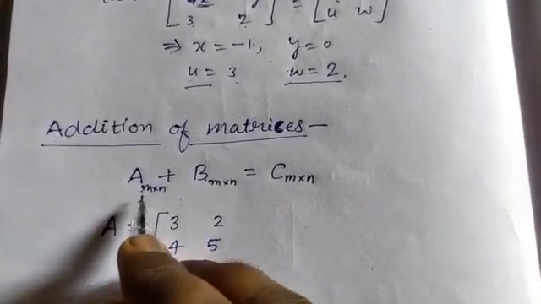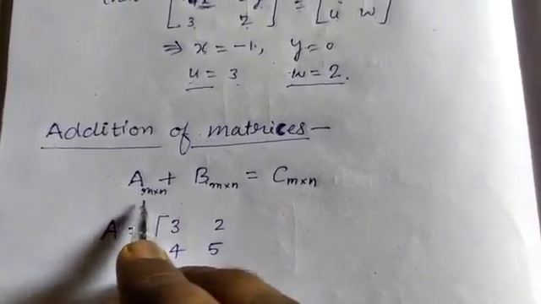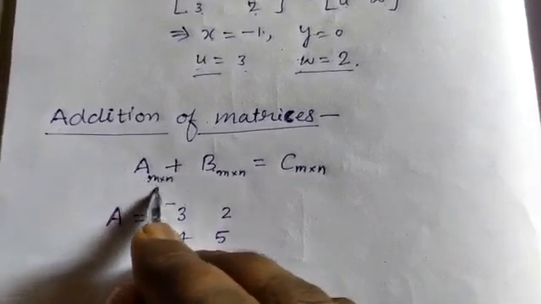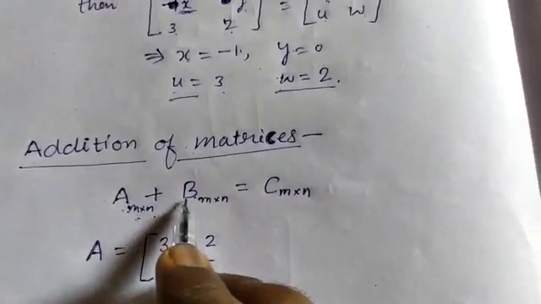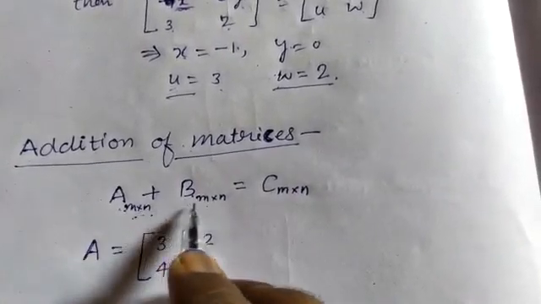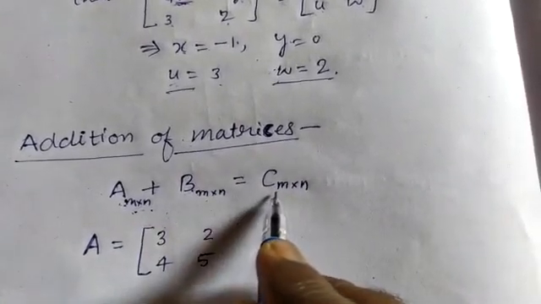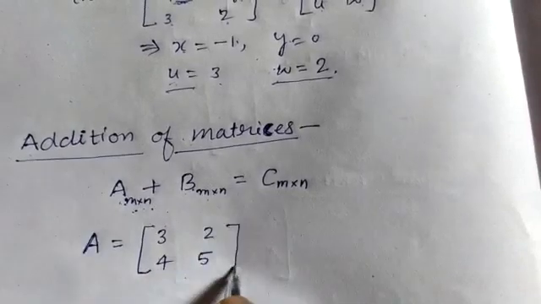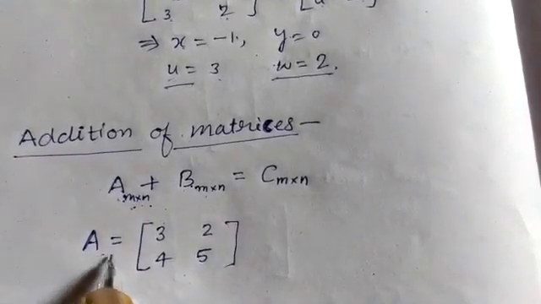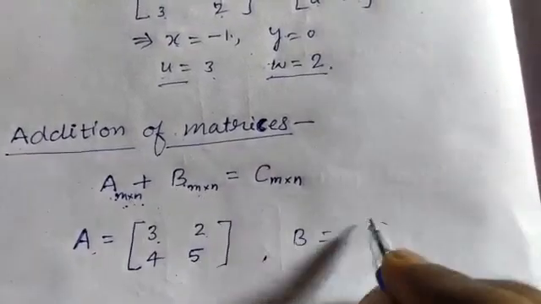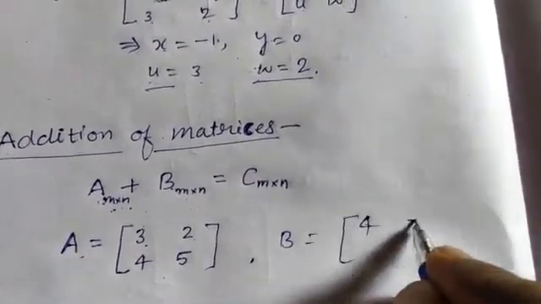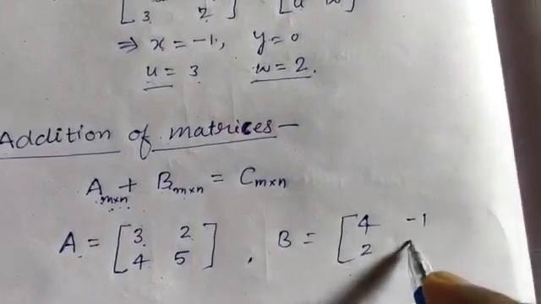So let there be two matrices A and B. The order of both matrices is m cross n. If the order of A is m cross n and B is also m cross n, then you will get another matrix of the same order. And we have another example. If A is equal to [3 2; 4 5] and B is equal to [4 -1; 2 1].